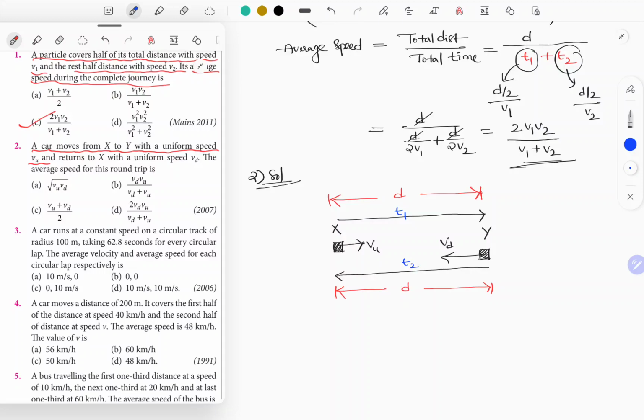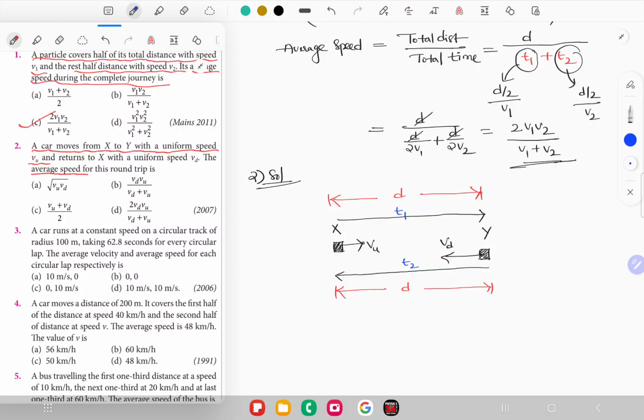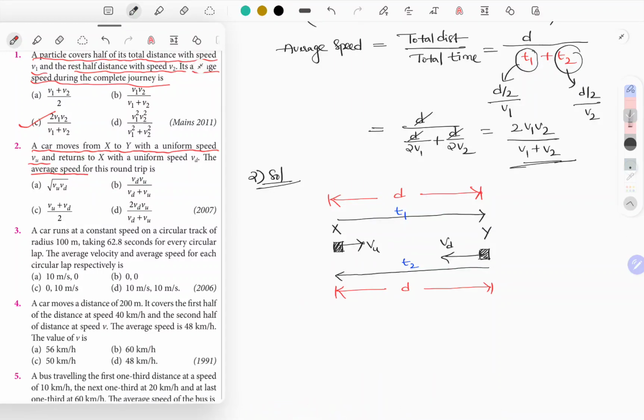So, what's the question they're asking? They're asking the average speed in a round trip. We know the formula. What's the formula for average speed? Average speed is total distance by total time. What is the total distance? X to Y, it is D. Then Y to X, it is D. So total distance is going to be 2D.